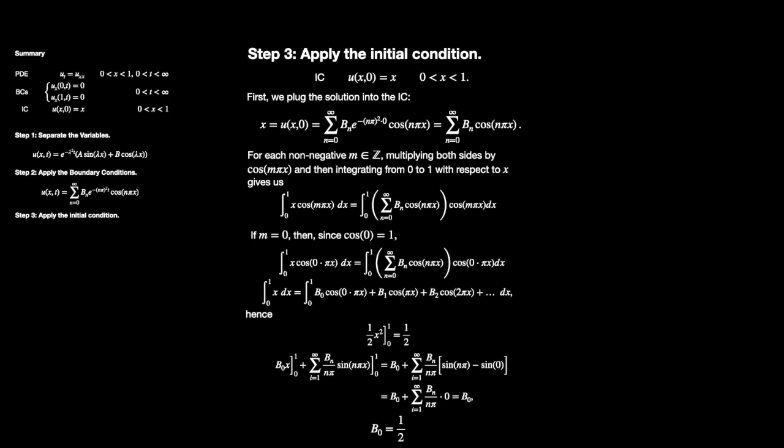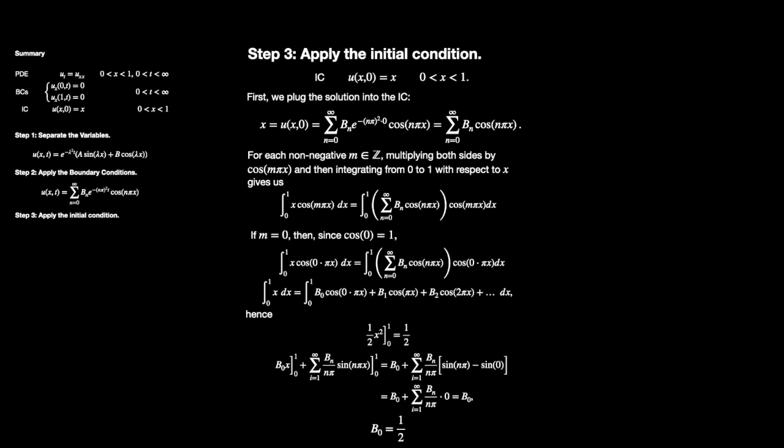Now, we actually have to consider two cases. In the first case, when m equals 0, then the cosine of 0 is equal to 1. And that means that our equation simplifies to the integral from 0 to 1 of x dx, which is equal to the integral from 0 to 1 of b sub 0 times the cosine of 0, and then all these other terms from the series. And then we're, of course, integrating with respect to x.